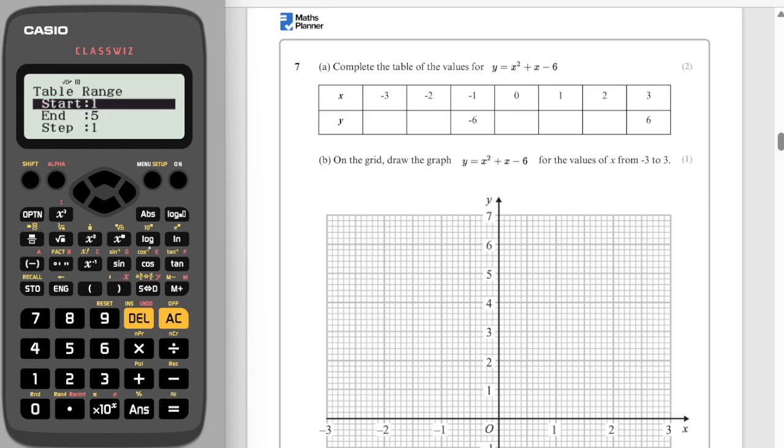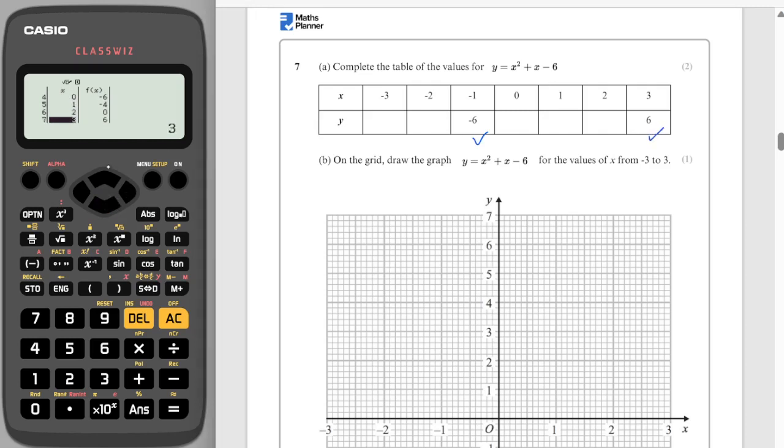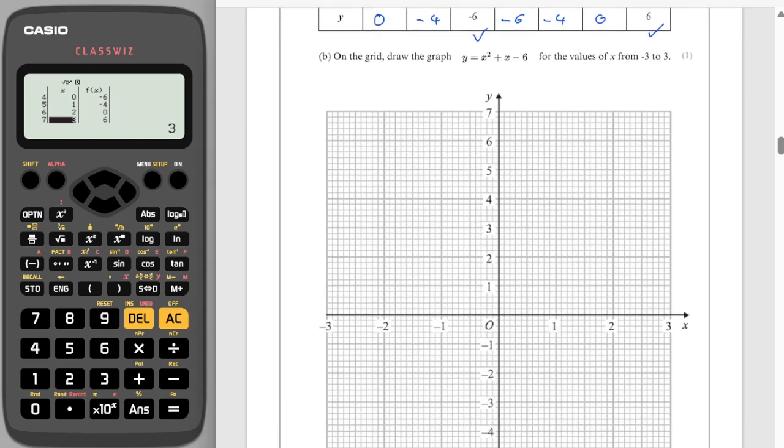I want my range to start at minus 3. And I want it to go up to 3. And I want to go in steps of 1. So there's my table of functions. So check the ones that we're known. We're told when it's minus 1, it's minus 6. So I agree with that. And when it is 3, we've got the value of 6. So I know that I've done that right. So I'm looking at 0, minus 4, minus 6, minus 4, and 0. So we've also got that repeating pattern as well, which we would expect from a quadratic.